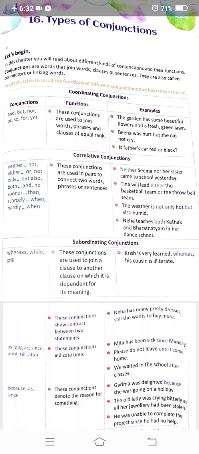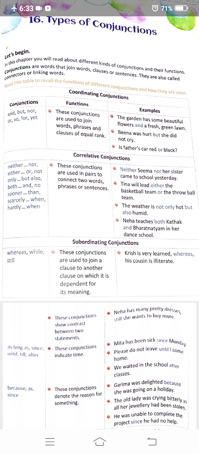Now we will see the types of conjunctions here. First of all, I'll explain the coordinating conjunctions. You can see here the conjunctions: and, but, nor, or, so, for, yet. Now we will see the functions. These conjunctions are used to join words, phrases and clauses of equal rank. You can see here the examples.